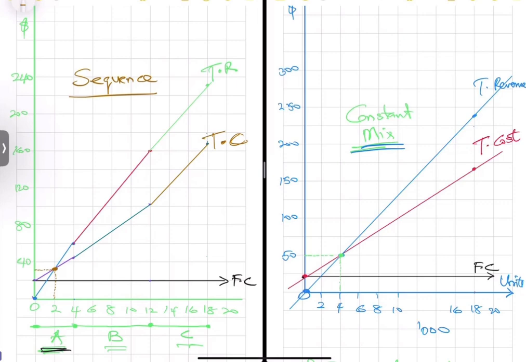Because you are going to break even earlier when you sell in sequence than when you sell in constant mix. It might not always be like that. But at least for this scenario, what we can see, because you can also have two graphs and examples and they say, advise the company. So you need to know the points you want to look into to be able to advise appropriately. So for this company, it's better to sell in sequence than to sell in constant mix, because when they sell in sequence, they are able to break even earlier. And that is it.